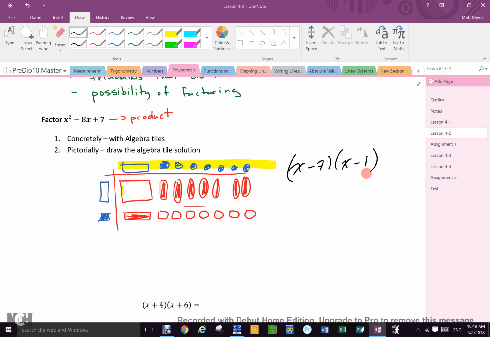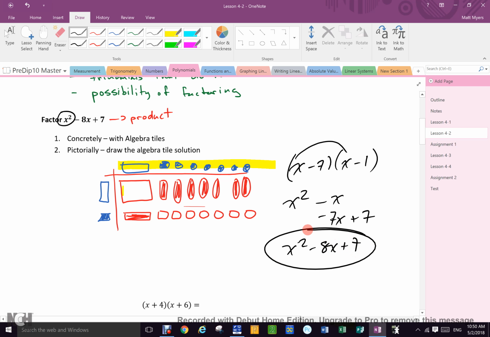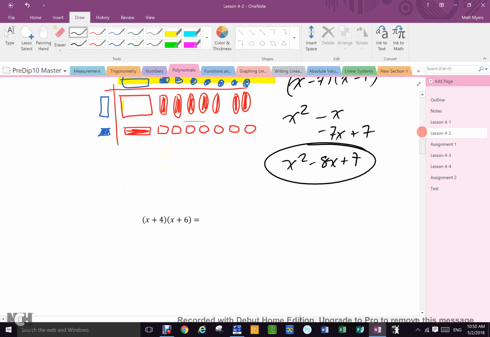Now, if you did this question and you handed this in to me, you would take 1 extra second to do what? Put them together. Check. Is x times x, x squared? Yes. Is x times negative 1 negative x? Is negative 7 times x negative 7x? Yeah. Is negative 7 times negative 1 positive 7? Totally. Is negative 1 and negative 7 negative 8? I think so. Did we do it right? Yes.